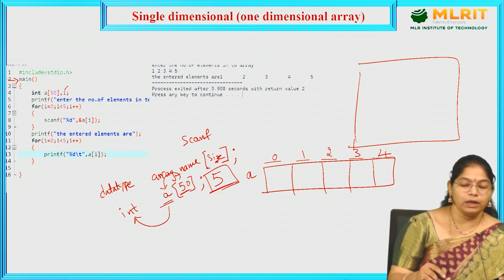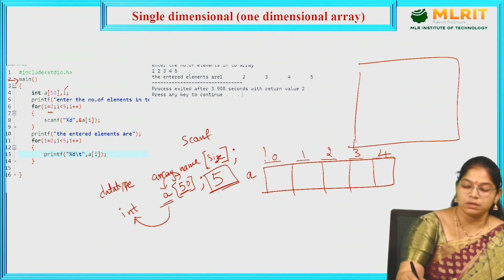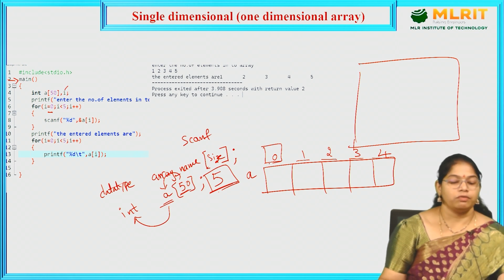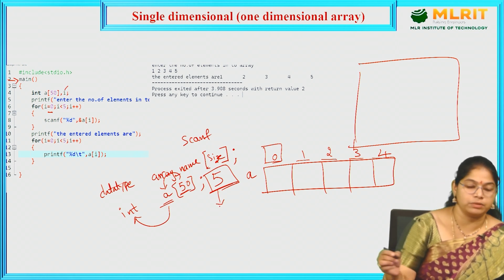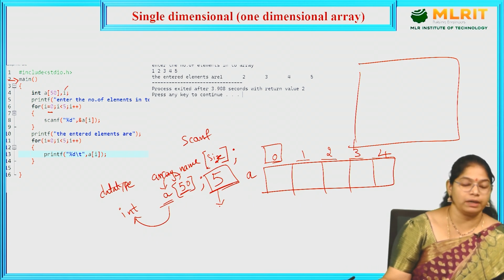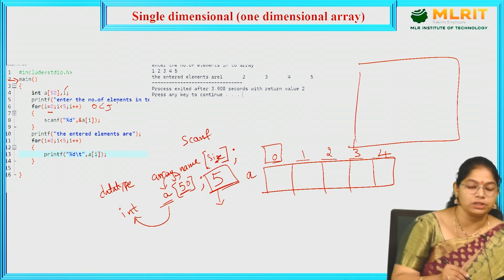So for i equal to 0, because i is initialized with 0. Why? Because array index starts with 0. For i equal to 0, i less than 5. Here I consider only 5 data items. So i less than 5, i plus plus. So what is i value? 0. 0 less than 5, condition is true.